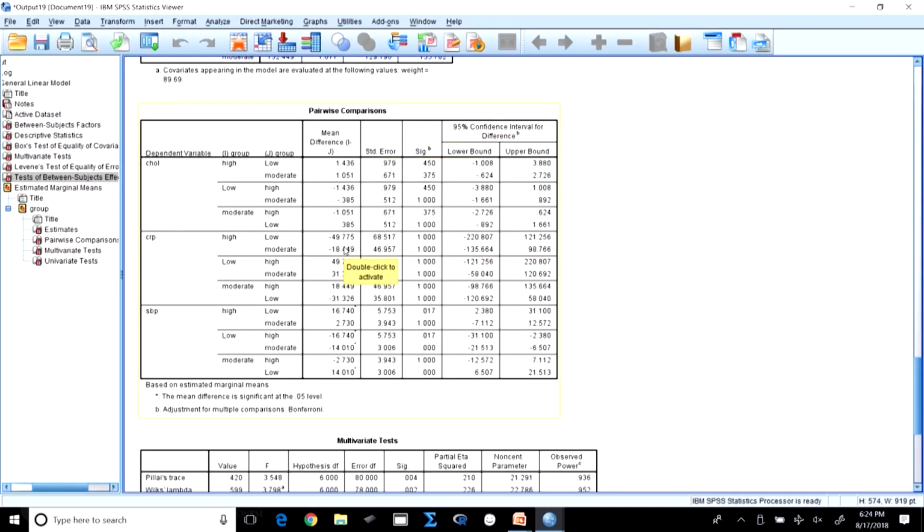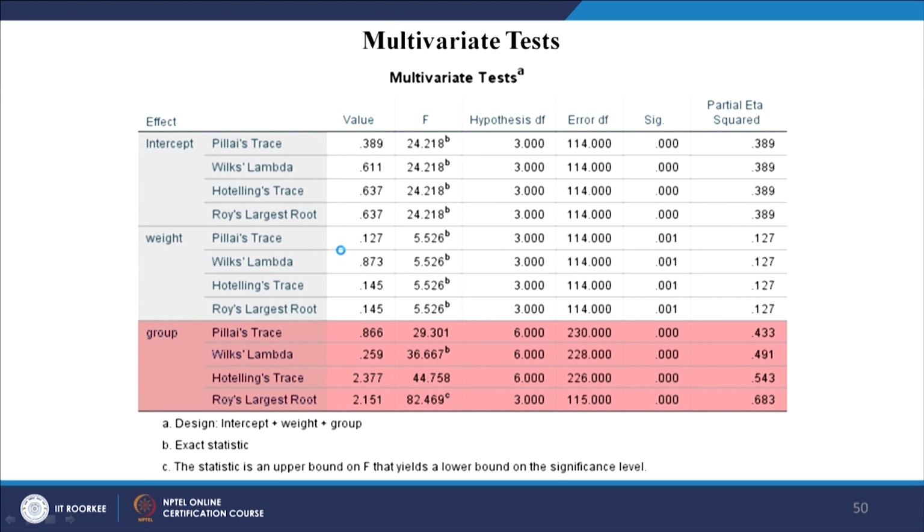So, this is the table I am talking about. Look at this, this is the weight and the group. Now, we will see this group effect. For example, we are only interested in the effect of the group. If you look at it, is it significant? Yes, it is significant. So, that is what you report, and this is my eta, the effect size.